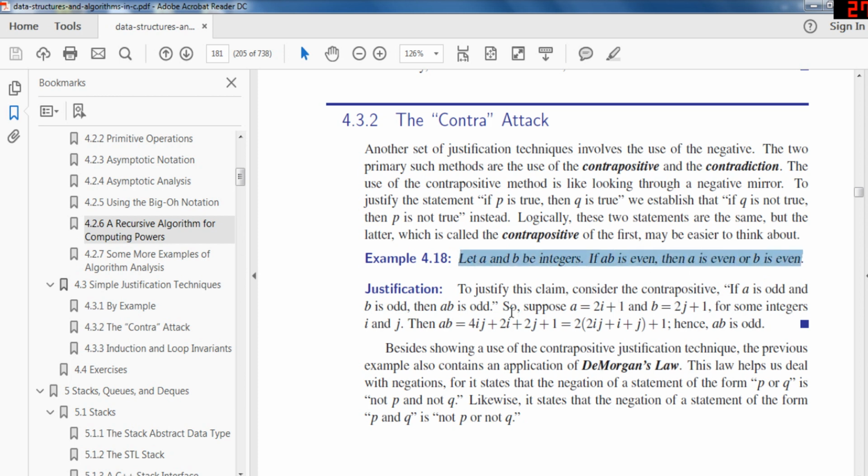Because proving the contrapositive is just the opposite, right? So if P implies Q, then Q is true, right?